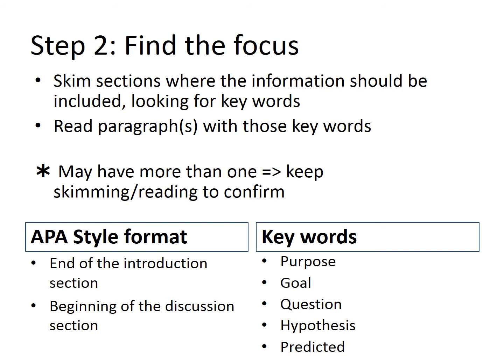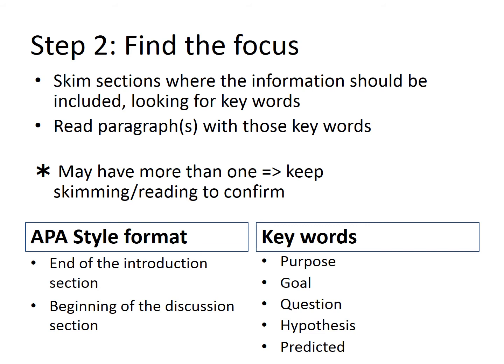Knowing that helps us know what we should be able to learn about the author's focus by skimming the last paragraph of the introduction section. APA style also encourages authors to summarize the findings of the study at the beginning of the discussion section, so the first paragraphs of that section also often restate the hypothesis or research question. When we skim those paragraphs, we can look for key words that signal what the authors are interested in. They might use all or some of the words I included in this slide.